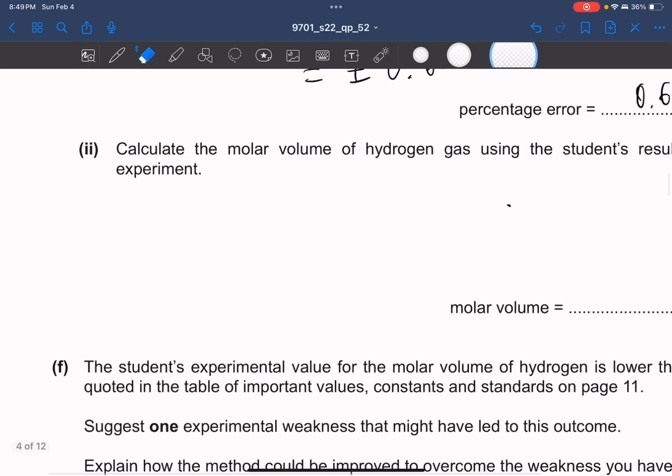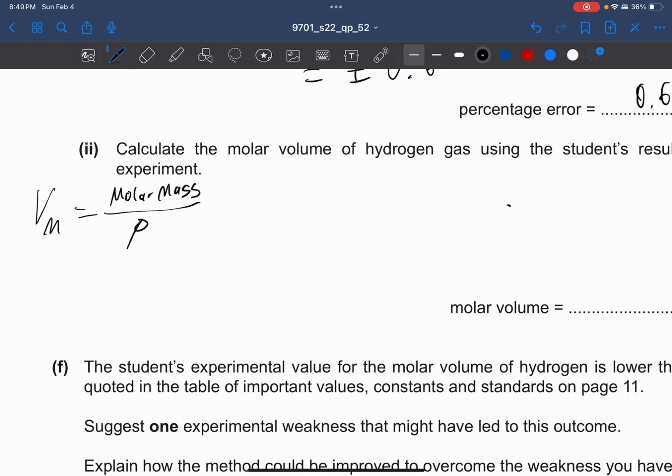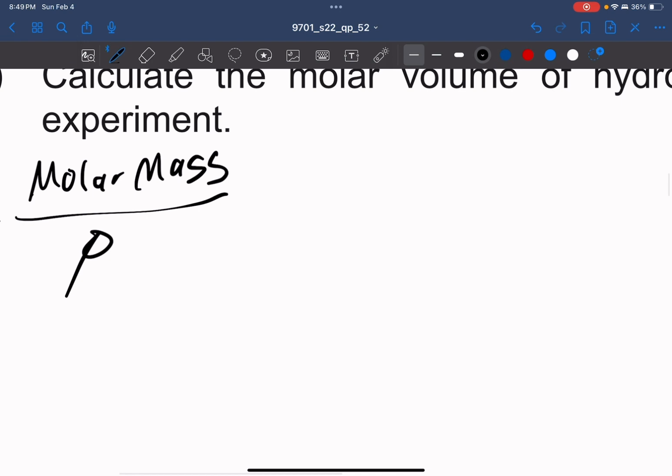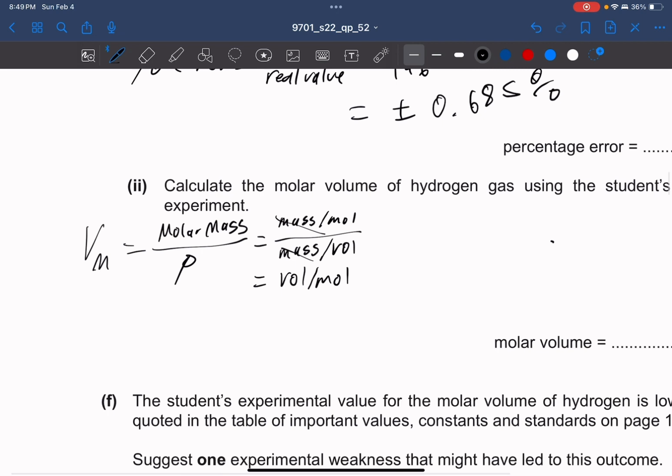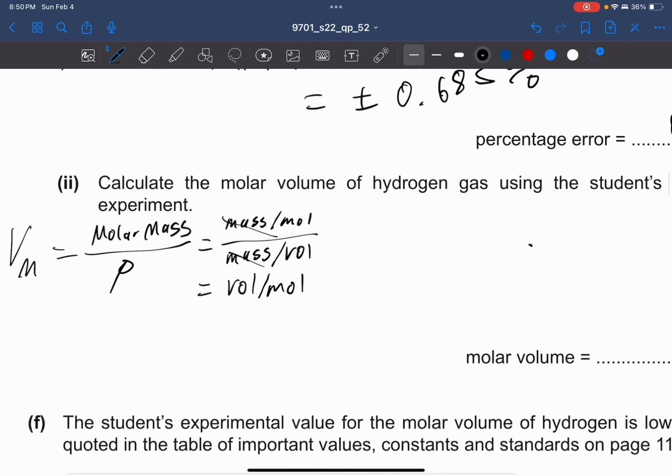Okay, so the next question is actually going to be on our molar volume. Here I explained earlier that it's molar mass over density of our substance. So basically, if you were to cancel out the units, it's going to be the volume per mole. So molar volume is basically the volume that 1 mole of the substance takes up.